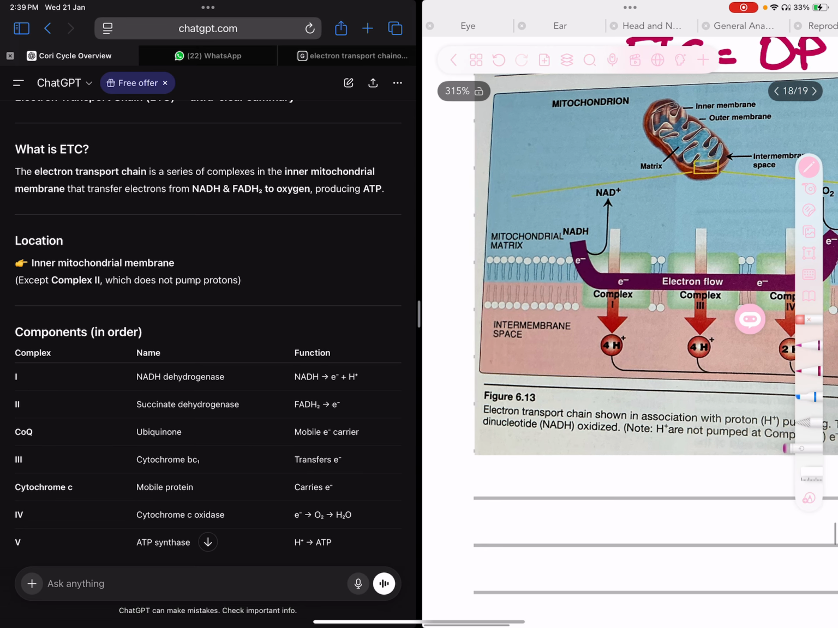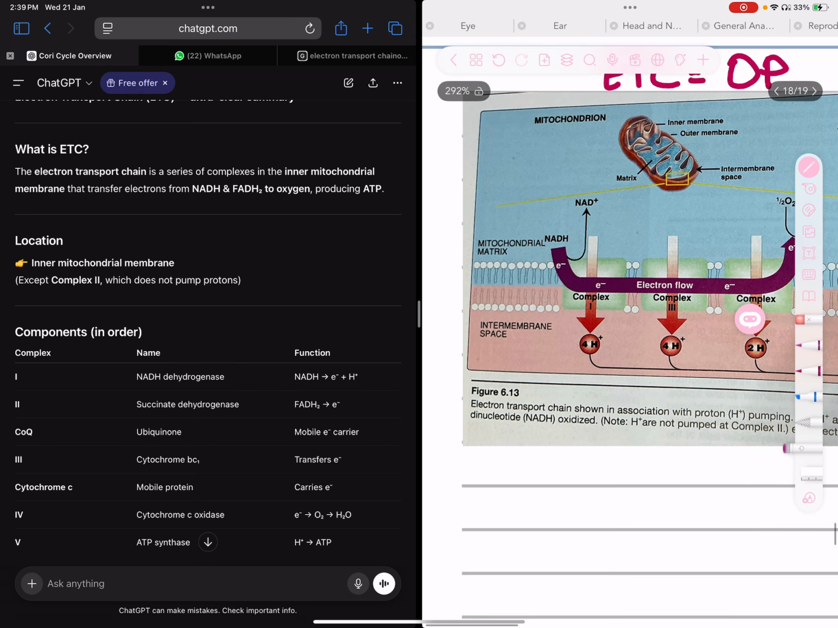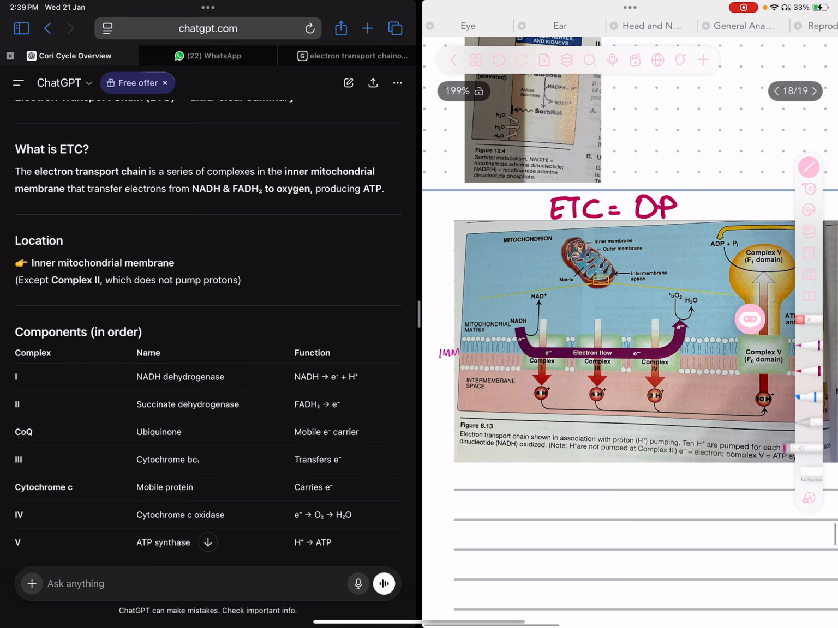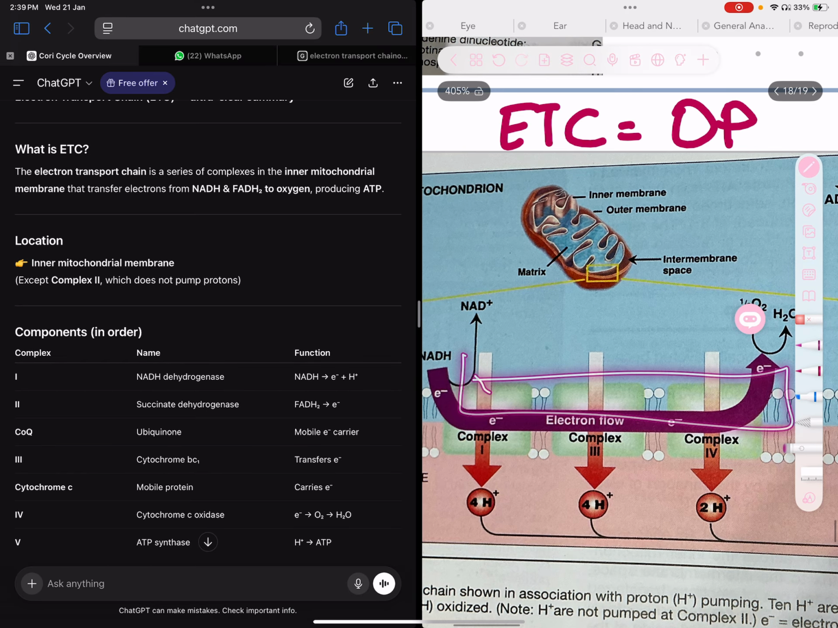So I hope you're understanding. This layer right here is the mitochondrial matrix. Then this membrane is the inner mitochondrial membrane. So it's very important, I'll just label this right here. This is the inner mitochondrial membrane. Here is your intermembrane space, right, which is between the two membranes.